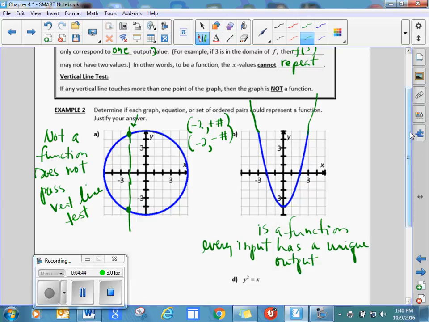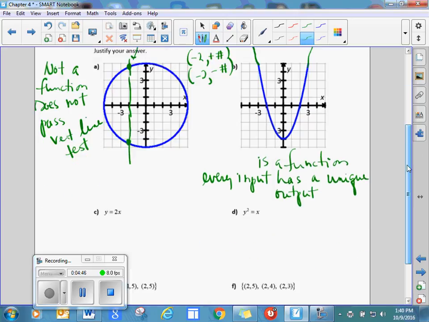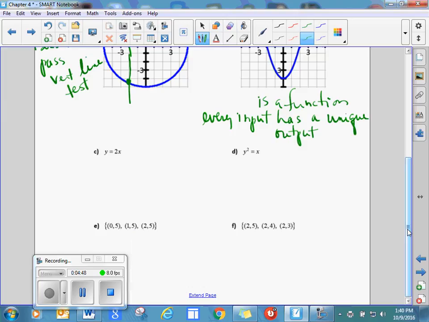Okay, let's go on down and look at a couple more. I think I've got a couple more examples down here. So if you look at y is equal to 2x, you might need to think a little bit harder. You don't have a graph to look at, so you can't use the vertical line test.